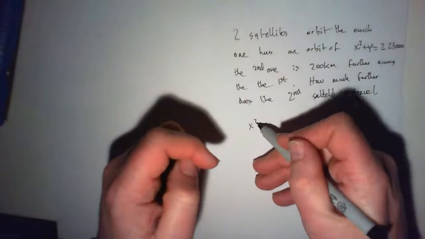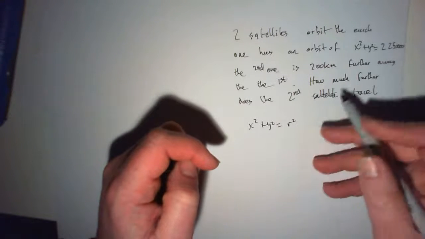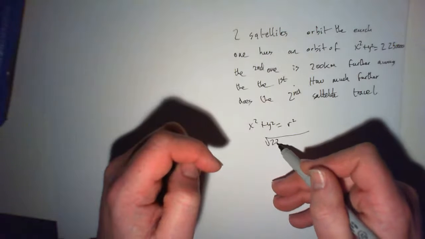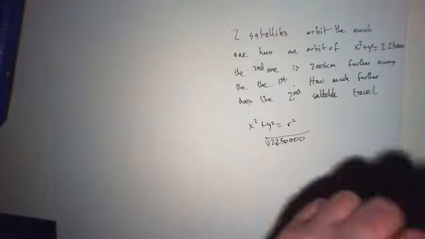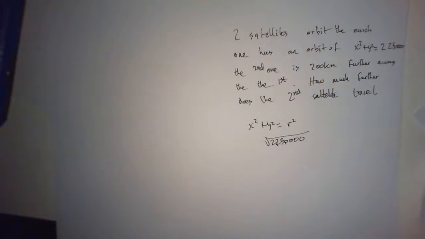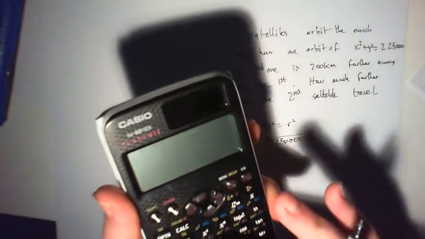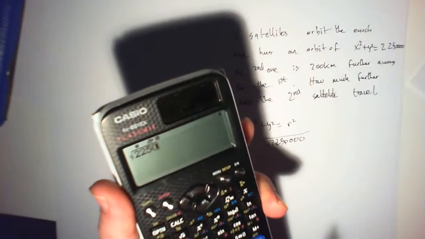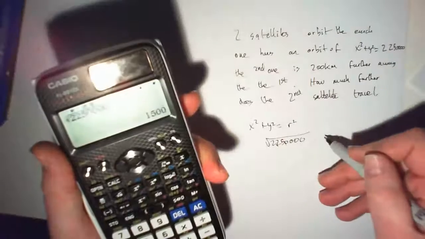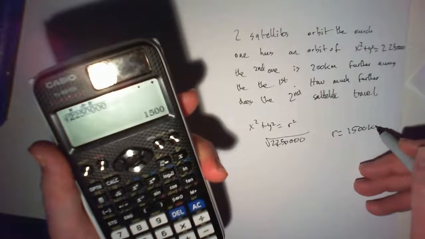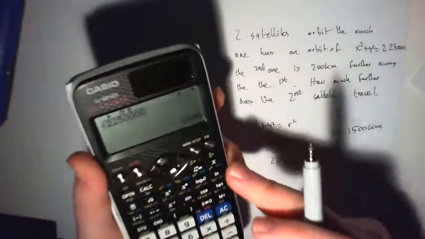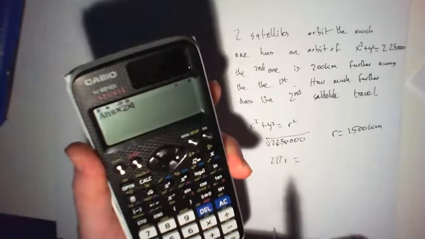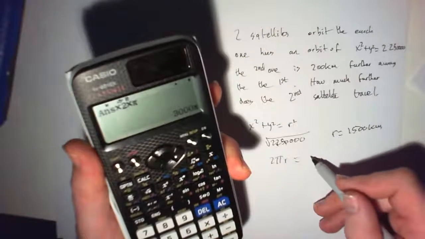So let's take the first one. x squared plus y squared is equal to r squared. So what's the square root of 2,250,000? I'm going to get out Mr. Calculator for this one. I'm assuming it's a nice number. I think it's about 1,500 or something like that. Square root of 2.25 million. Yeah, 1,500. So the radius of the first one is 1,500 kilometers. Okay, let's get the distance it travels. Circumference is 2 pi r, so it's multiplied by 2, multiplied by pi. I'm going to give it in terms of pi, 3,000 pi.